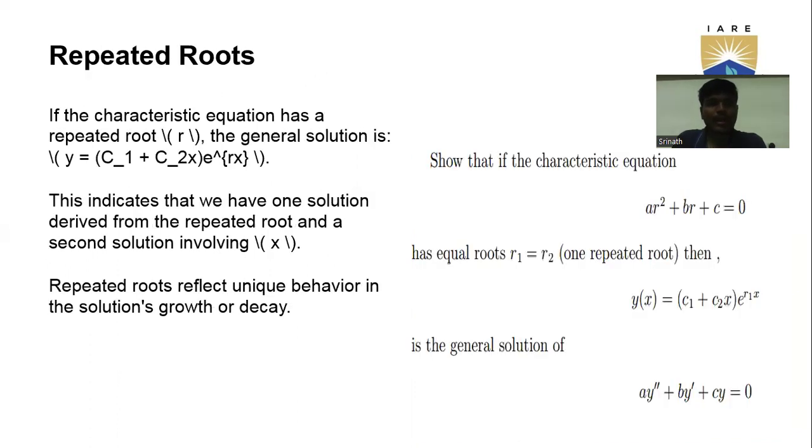And next one, repeated roots. What are repeated roots? If the characteristic equation has a repeated root, the general solution is this formula. Use this formula and do problems. This is the general solution in repeated roots. This indicates that we have one solution derived from the repeated root and a second solution involving x. Repeated roots reflect a unique behavior in the solutions, growth or decay.